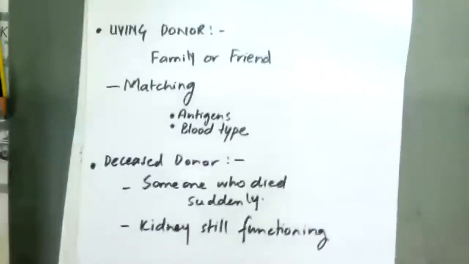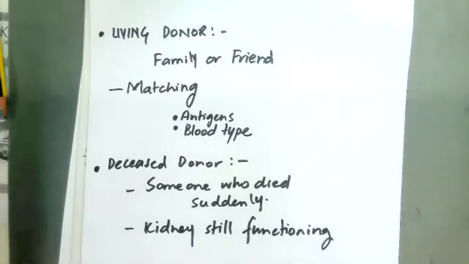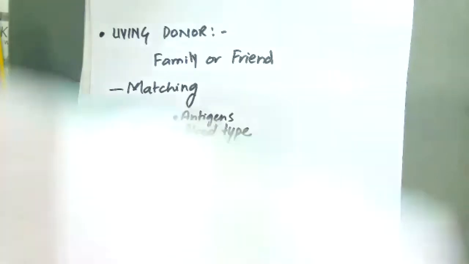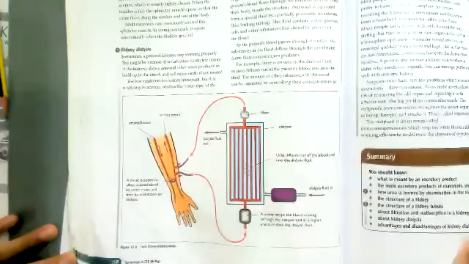If we get a donor, I told you there were two types. Could you please go to the diagram in the book, figure 12.8, because you already discussed the dialysis process and different components of this procedure. Just to integrate those things, and then you will go for the transplant.